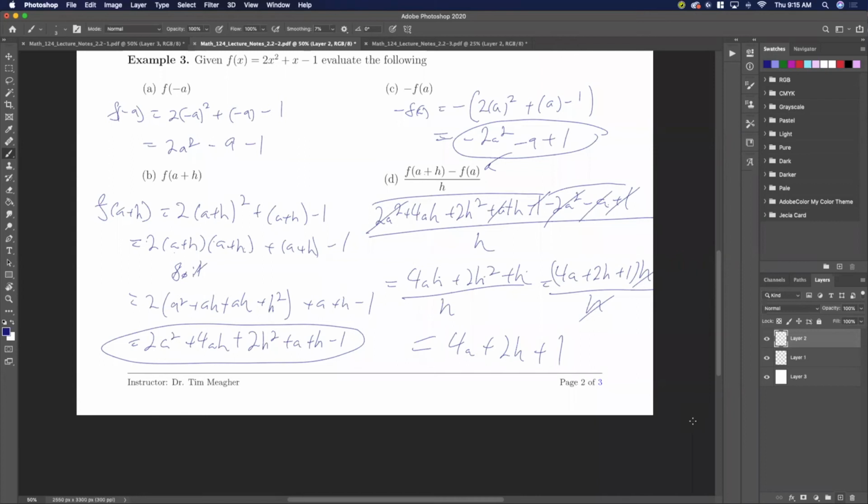Why is it over h? Oh, okay. So the question is, why is it all over h? Let me circle what's what real quick. f of a plus h is this, and minus f of a is this. So I plug these in here. This is my f of a plus h, this is my minus f of a, and then this h here is here. I'm just expanding. This goes there, and this will go over h.